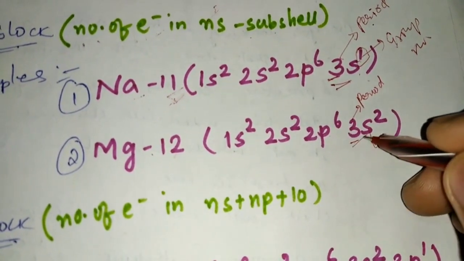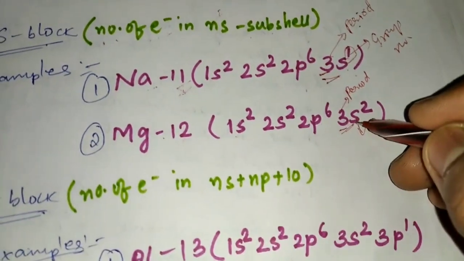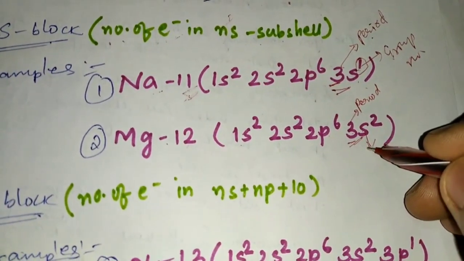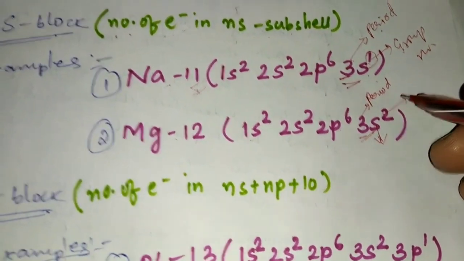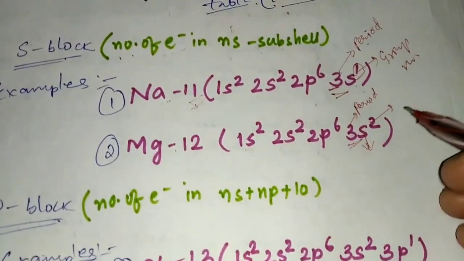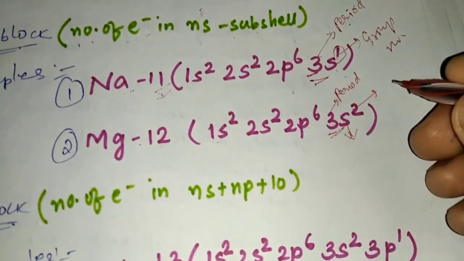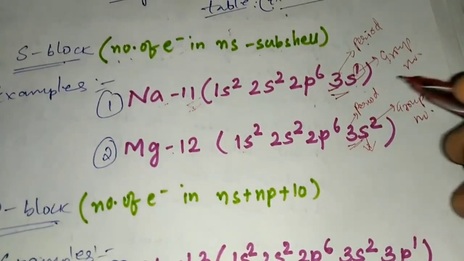Already you can see, the outermost or highest subshell here, we can call it that block also. So this belongs to the S block, and the maximum number of electrons present in the ns subshell gives me the group number. I hope you all are understanding, students.